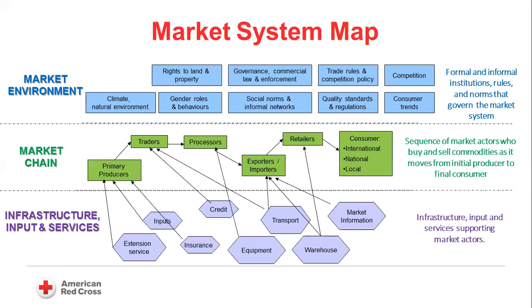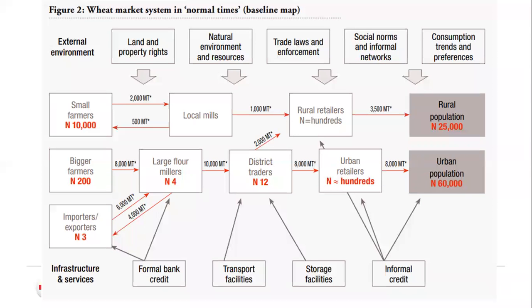Okay. So just to bring it back together, again, just a reminder we talked about our market system map. So how do we visualize all this data together? Usually, this is from the RAM tool that the Red Cross movement has. When we draw a market map, here is an example of a wheat market system in normal times.